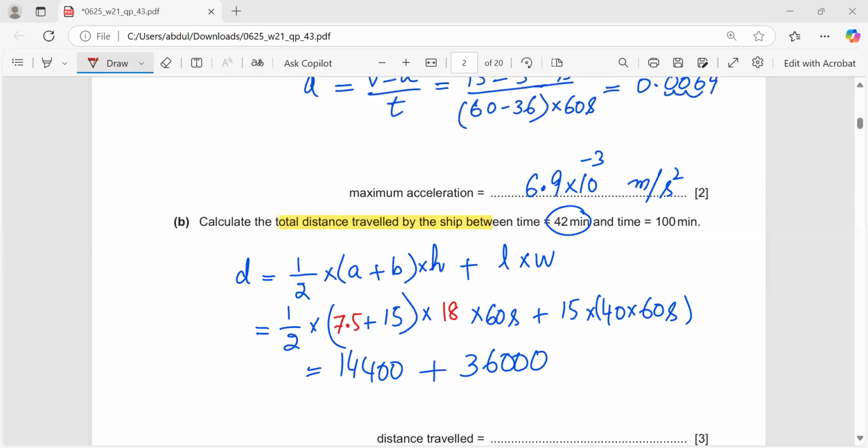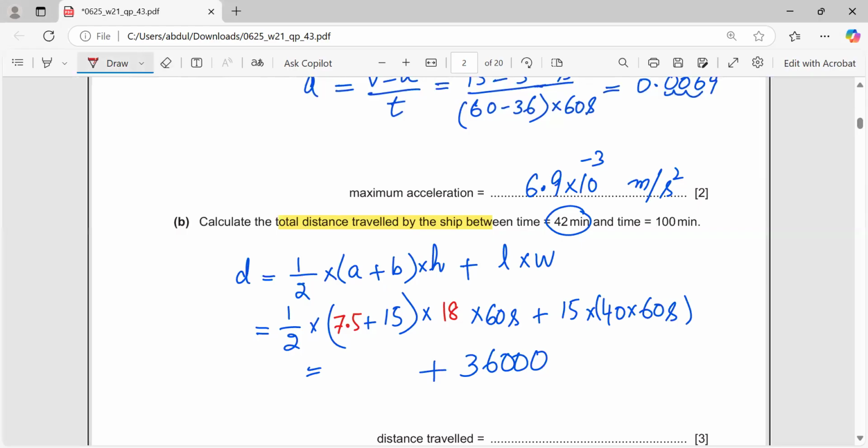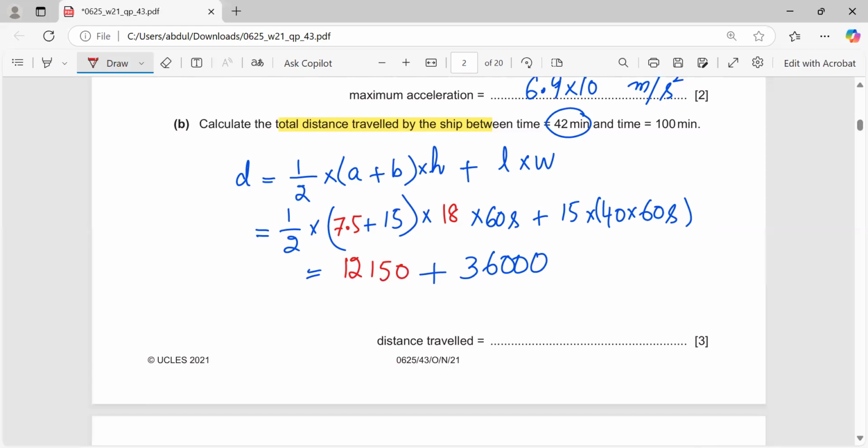Now it is correct. So 12,150. This numerical value is 12,150. And as we add them up together, plus 36,000, answer is equal to 48,150. So we can round it off to 48,000. Even you can write 48 kilometers. So that will be for 3 marks.